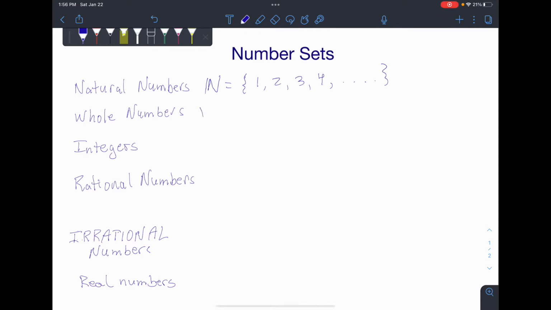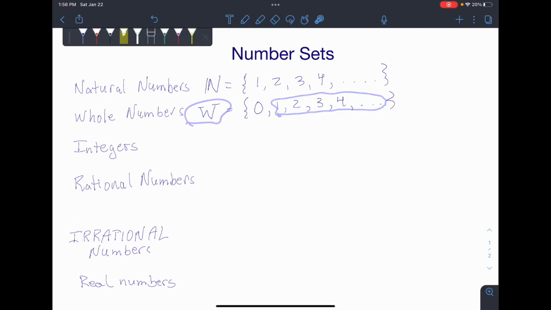Let's talk about the whole numbers now. The whole numbers are just an extension of the natural numbers. The only extension is the addition of one extra number, and that is 0. And then we still have all of these positive numbers here. So that's the whole numbers. Notice the natural numbers are contained within the whole numbers.